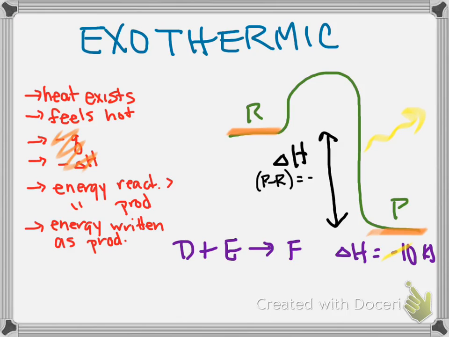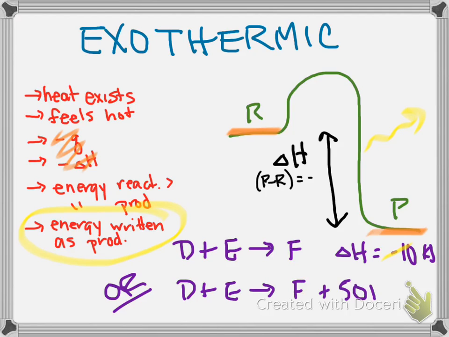However, again, a lot of times we don't write delta H outside of the reaction. We put it in the reaction. And when that is the case, the energy is written as a product. Now, remember I told you that we never have positives. This isn't a math equation, so we never have positives or negatives inside a reaction. The fact that it's written as a product is what tells us that it is exothermic.